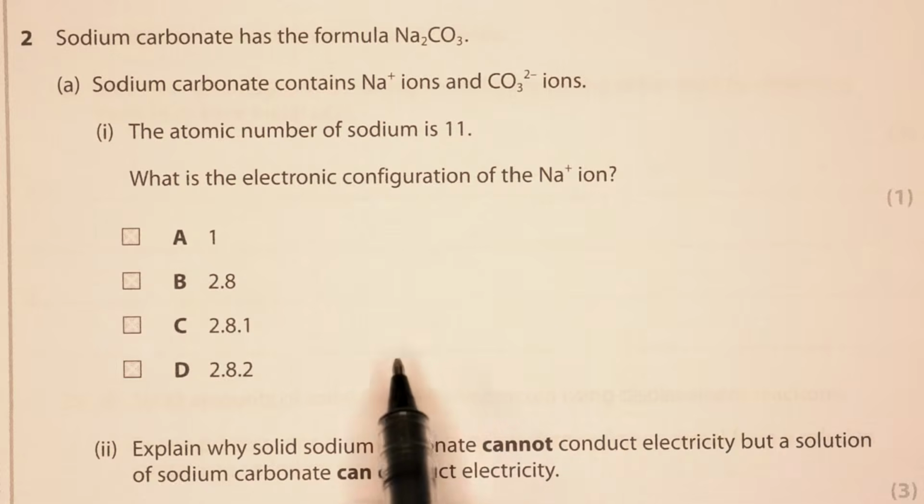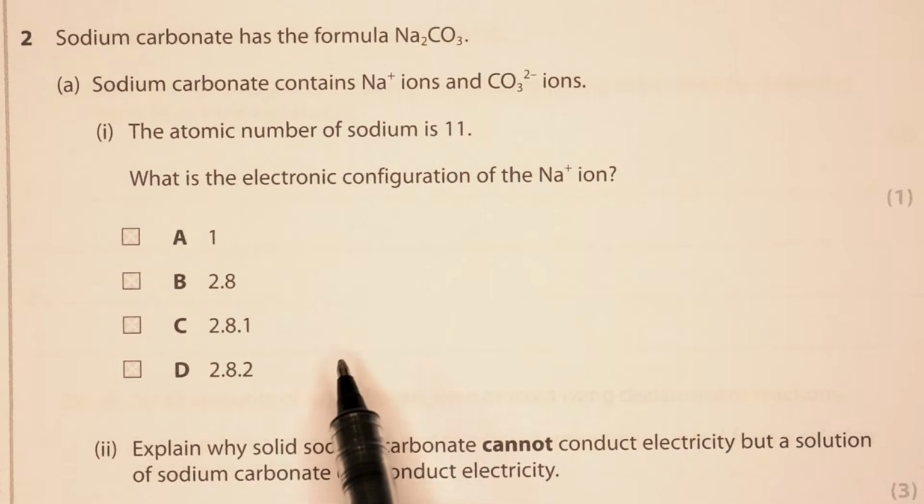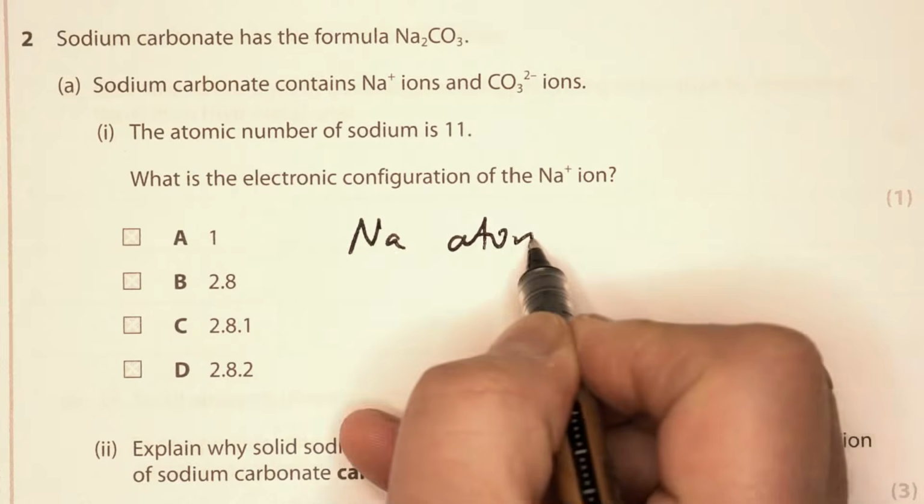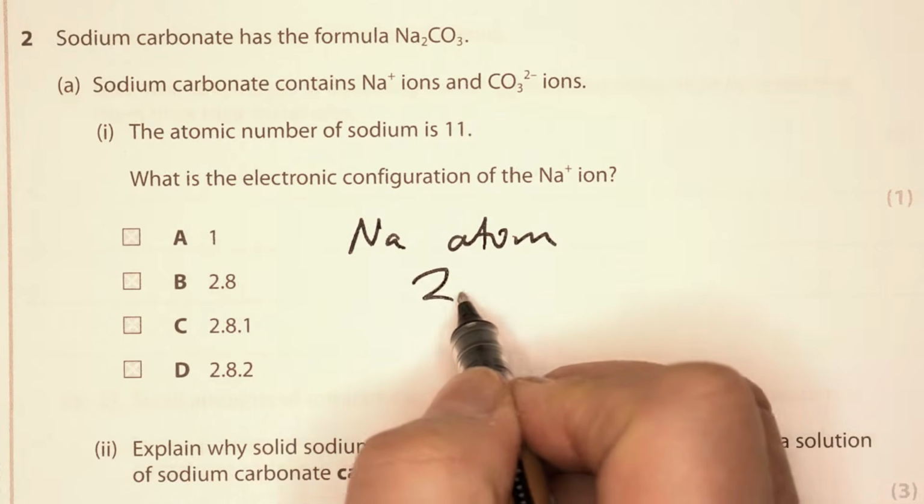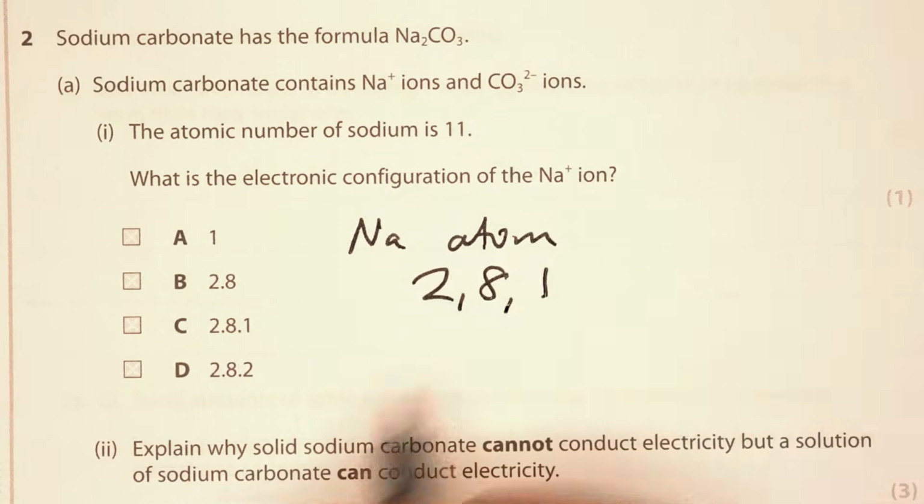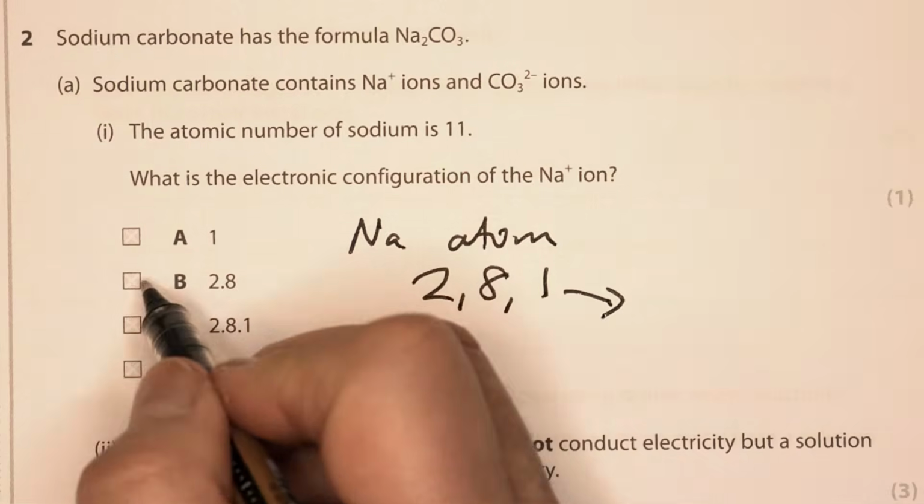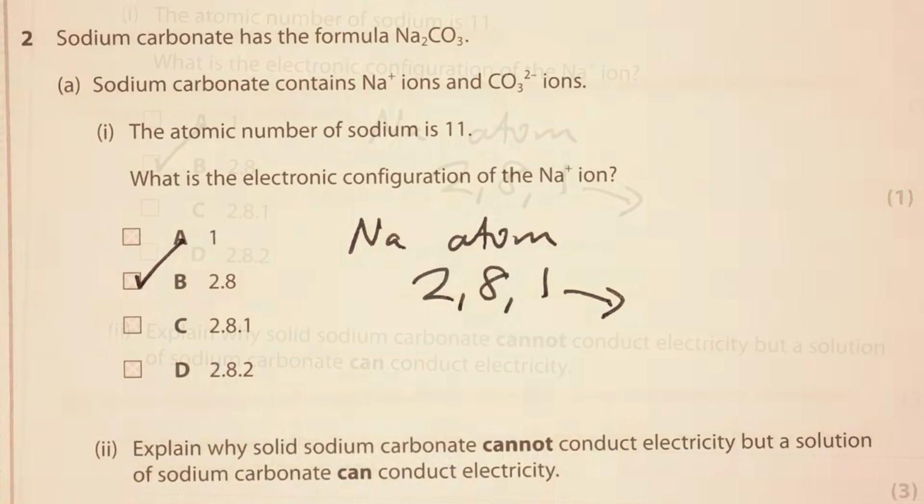Well, we've got to remember that 2 electrons can go on the first shell, 8 on the next and 8 on the next. When atoms become ions, they either lose or gain electrons to get a full outer shell. Now let's think about the sodium atom. It's got 11 electrons, so that would be 2, 8, 1. So the sodium ion is going to lose that electron to be left with a full outer shell, so it will be 2, 8.